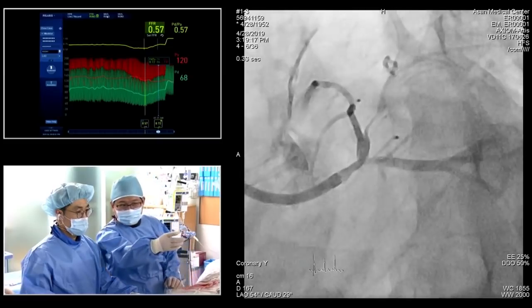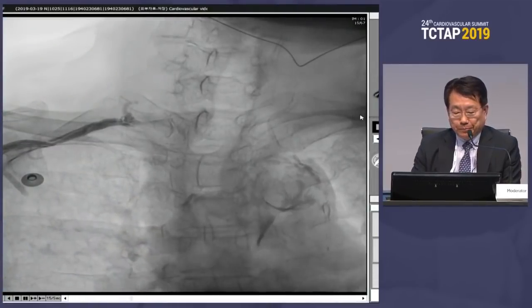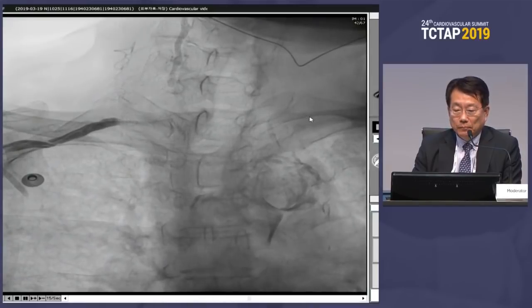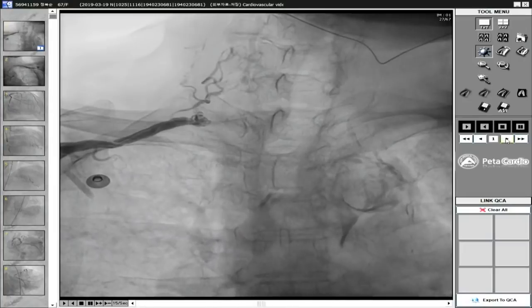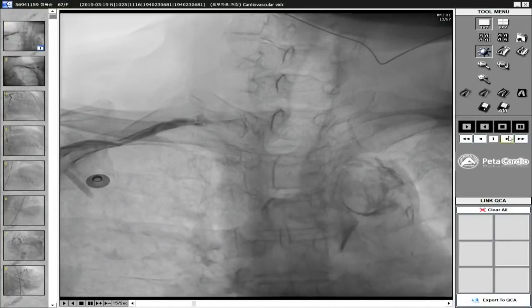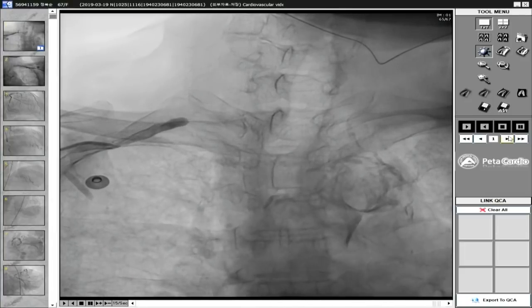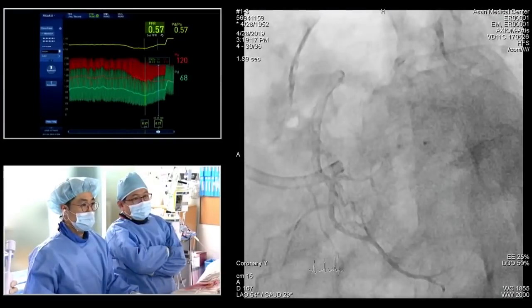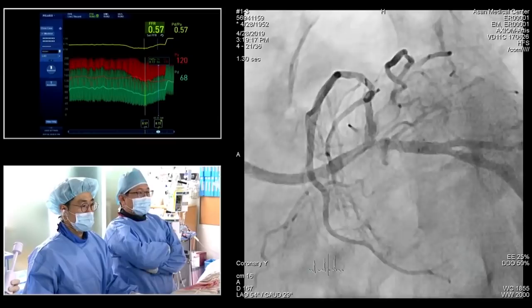Could you show us the RCA? The RCA intervention? No. Could you show us the subclavian? Both subclavian arteries totally occluded, yes. If this patient did not have Takayasu arteritis, even though high SYNTAX score, I think personally I like to treat this patient by PCI.